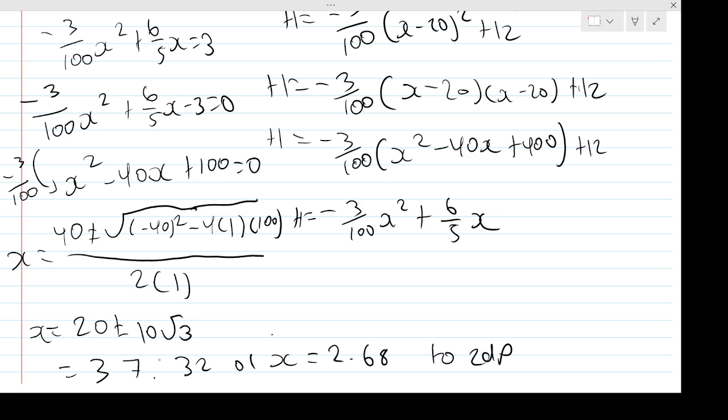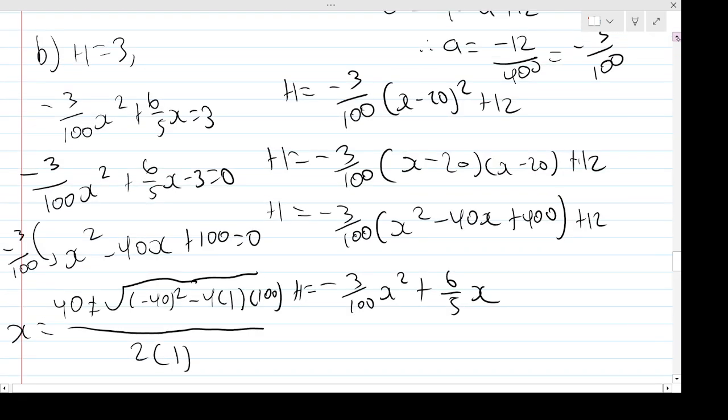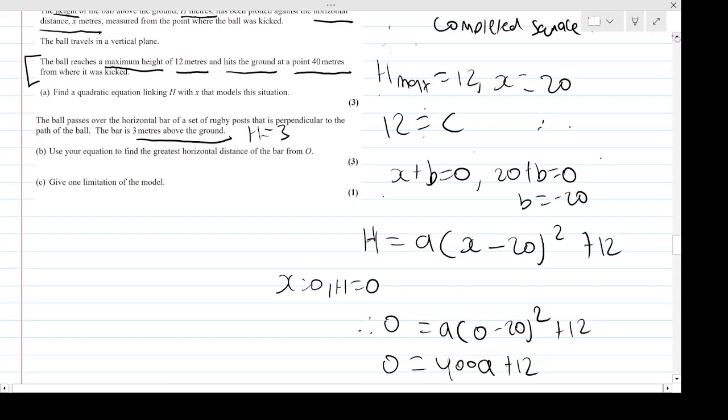Okay, but in this case we've got two positive values. Did it say to round it to anything? No, it didn't say to round it, so it's best to just stick with the surds, the exact form. But we've got two positive values for x, so really both of them make sense. But then it says the greatest horizontal distance, so the biggest value of x, right?